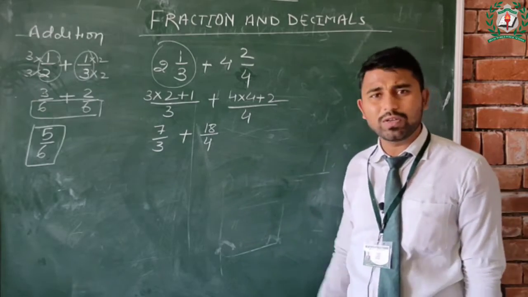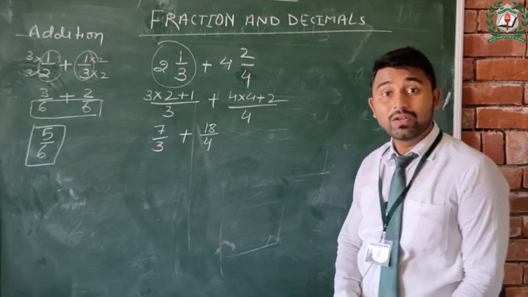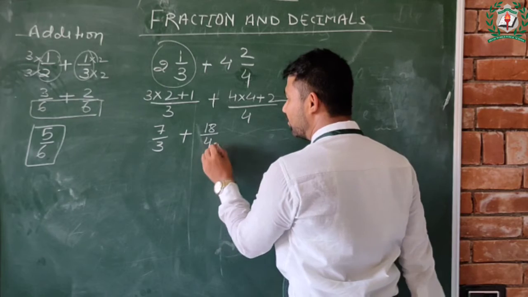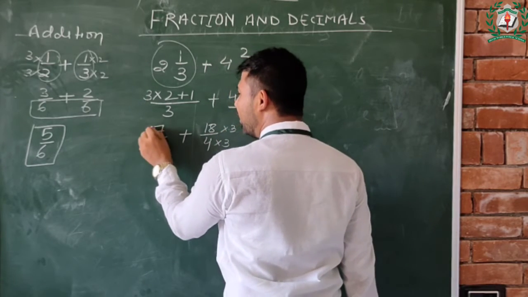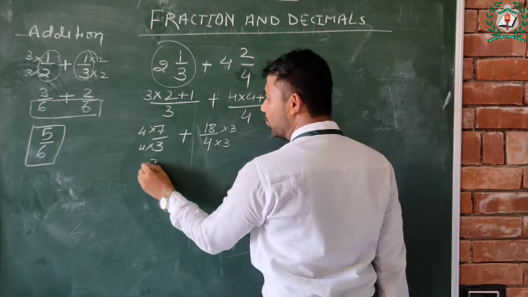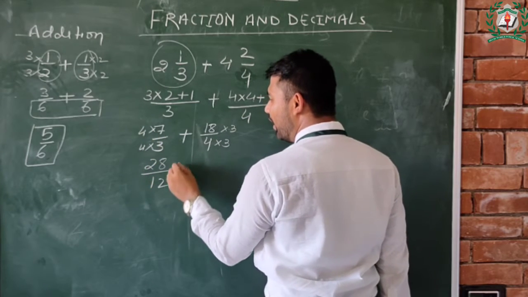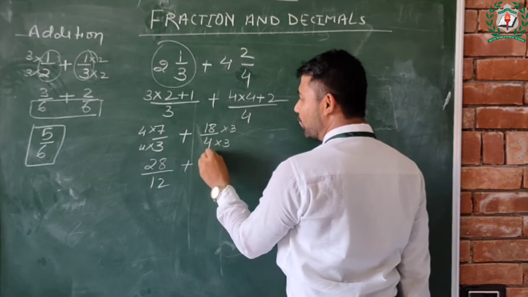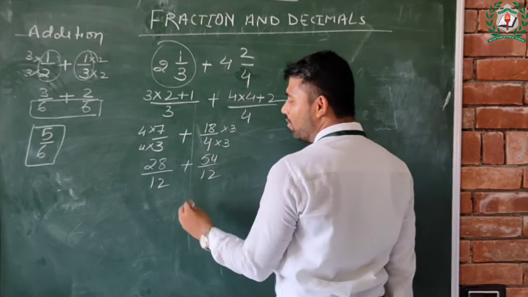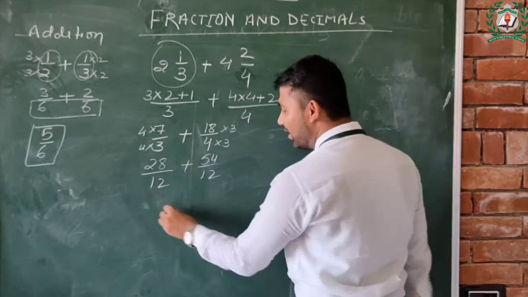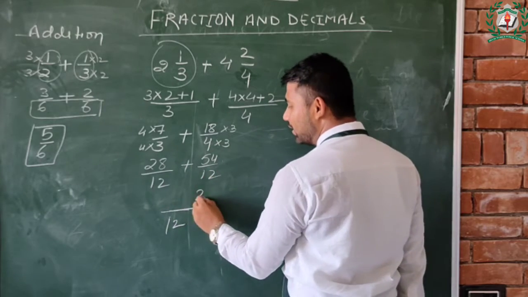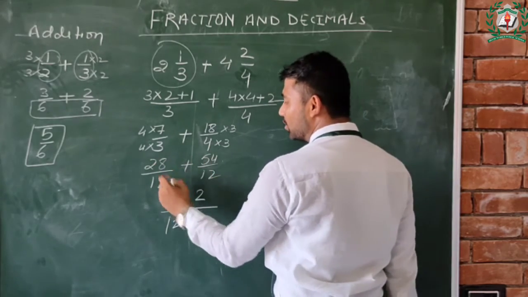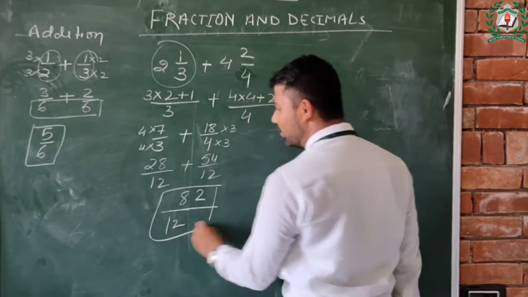Now you can solve this question by making the same denominator. You can multiply by 3 here and you can multiply by 4 here. So 7 4s are 28 upon 12. Now 18 3s are 54 upon 12. Now 12 is the same denominator. Now you can do 28 plus 54, that is 82 upon 12 is the right answer.